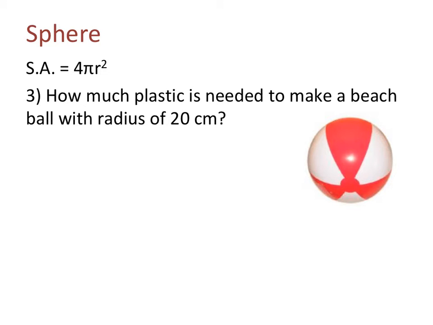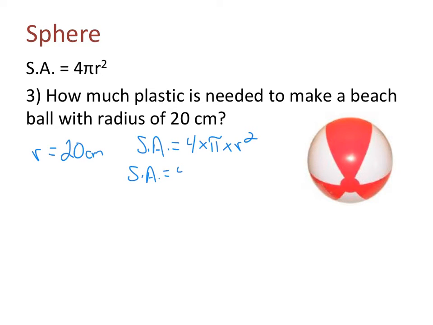All right, number 3, we're going to look at a sphere. So we have that the surface area of a sphere equals 4 times pi times the radius squared. And our problem says, how much plastic is needed to make a beach ball with radius of 20 centimeters? So we have our radius, which is 20, and that's the only measurement that we need to plug into our formula. So let's write out that surface area equals 4 times pi times radius squared.